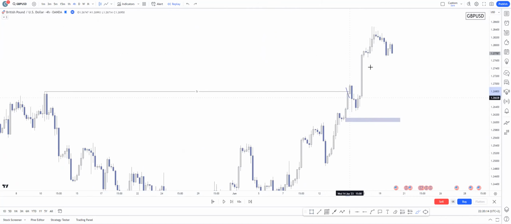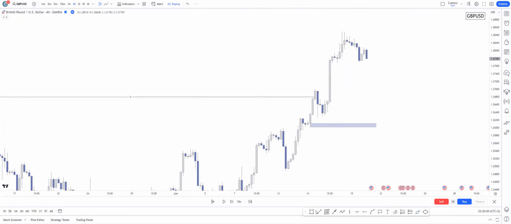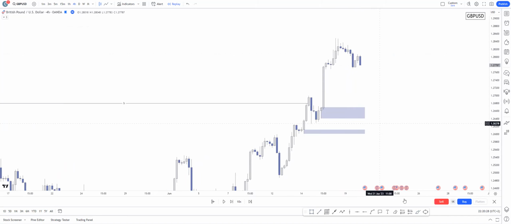a 15-minute demand, and after this demand mitigation, price has made a new breakout structure here, which has happened from this demand area. So we can mark this demand out too. And also this zone will be our last recent demand area on the 4-hour time frame. And everything above right here is efficient. We do not have any inefficient demand area at all.